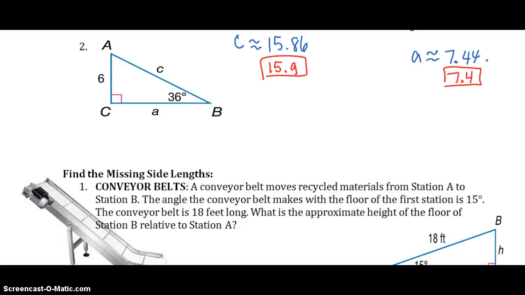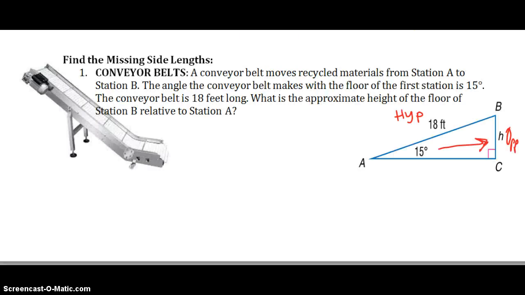I'm going to have to leave number 2 for you because I'm running out of time. So do number 2 on your own. Okay, I'm going to let you read this problem on your own.